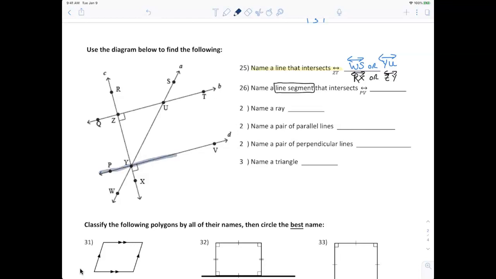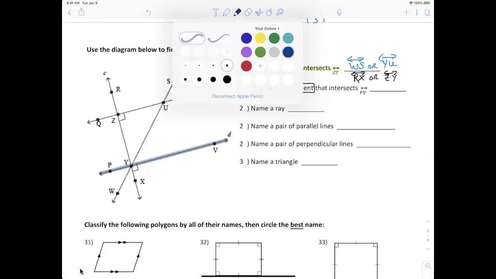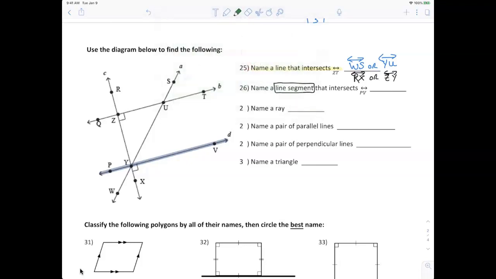PV is right here. Okay? So now I need to name a line segment. I'm going to highlight a line segment that intersects. So this from here to here, notice it has an endpoint. So that intersects.